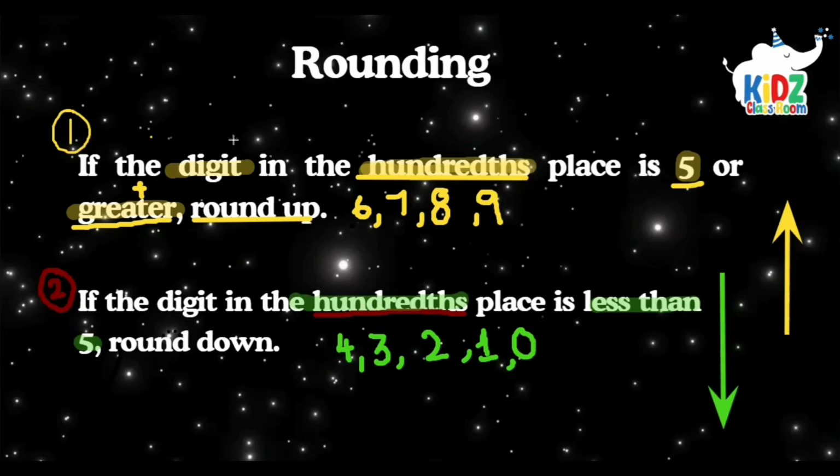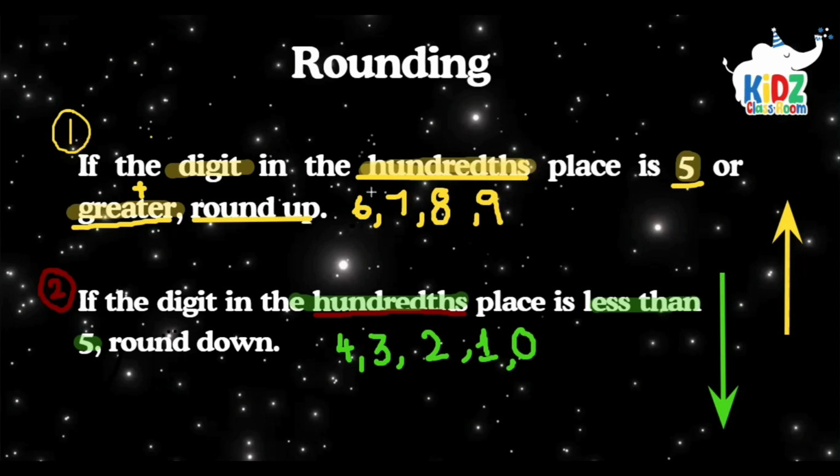So let's revise. If the digit in the hundreds place is 5 or greater than 5, meaning 5, 6, 7, 8, or 9, we will round up. And if the digit in the hundreds place is less than 5, meaning 4, 3, 2, 1, and 0, we will round down.